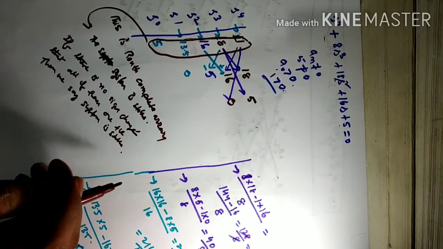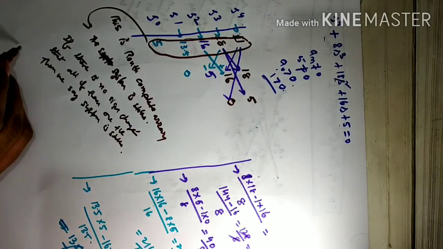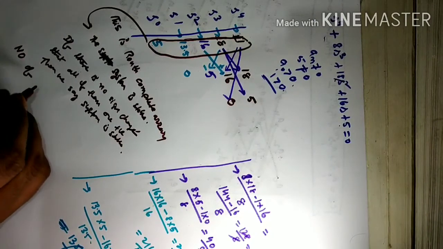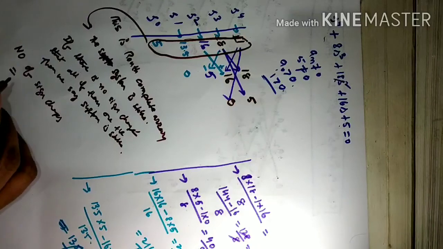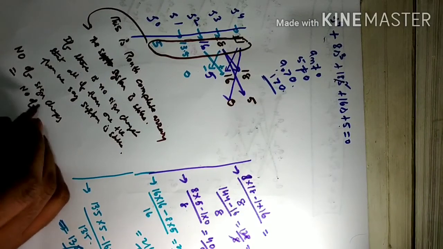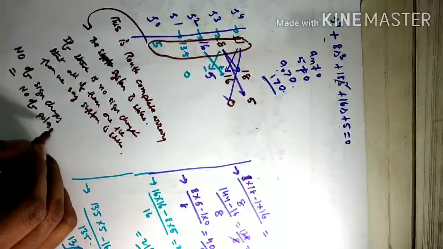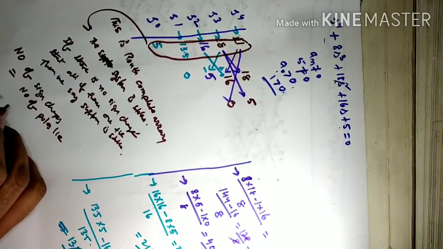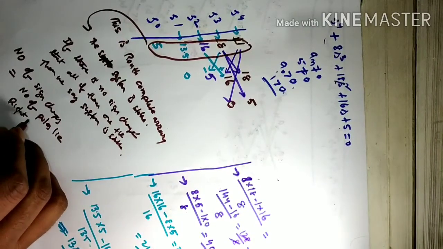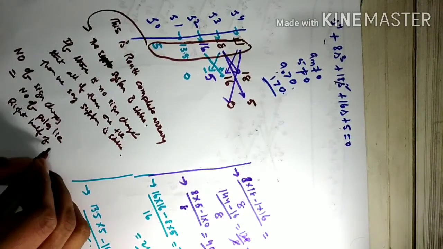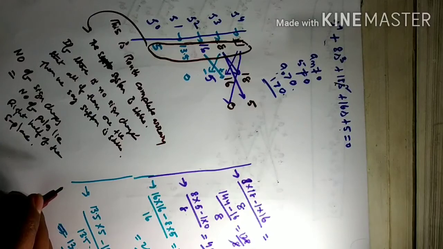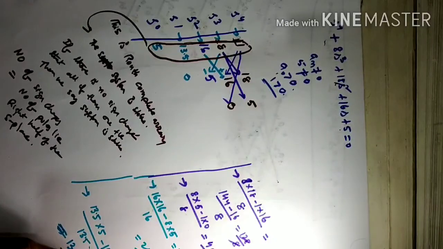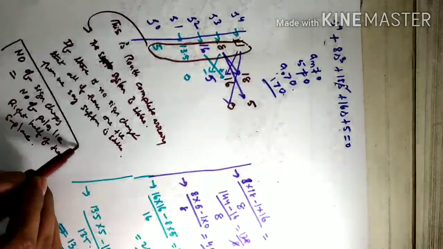When the system is unstable, the number of sign changes is equal to the number of poles lying in the right half of the S plane. Here the location of the poles cannot be determined. We only say whether the system is stable or unstable.